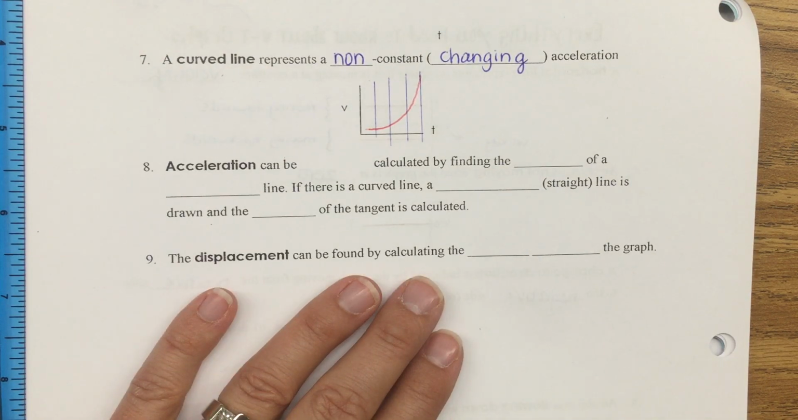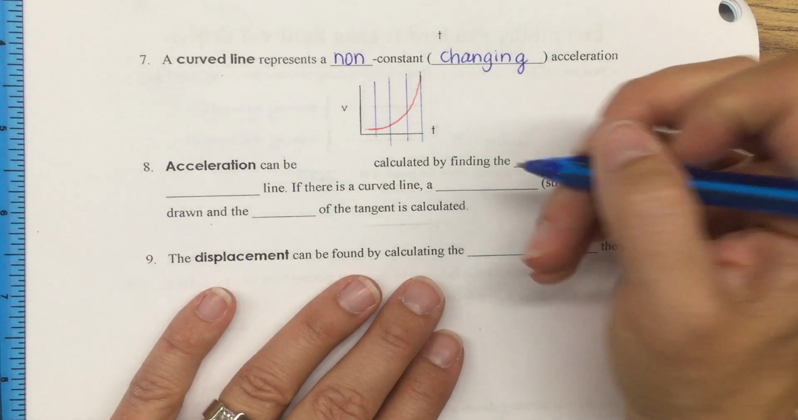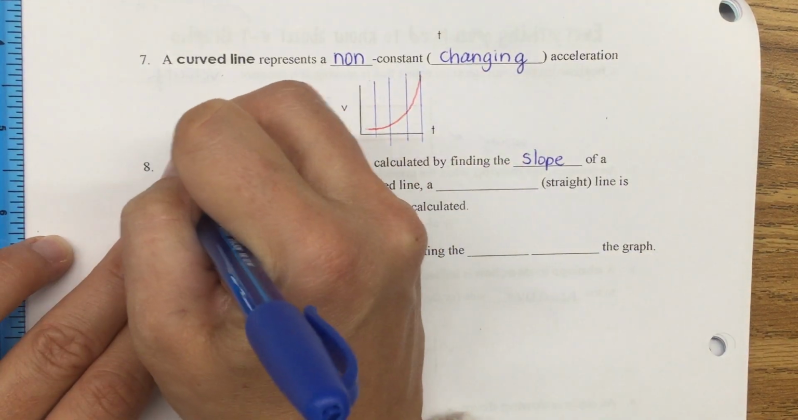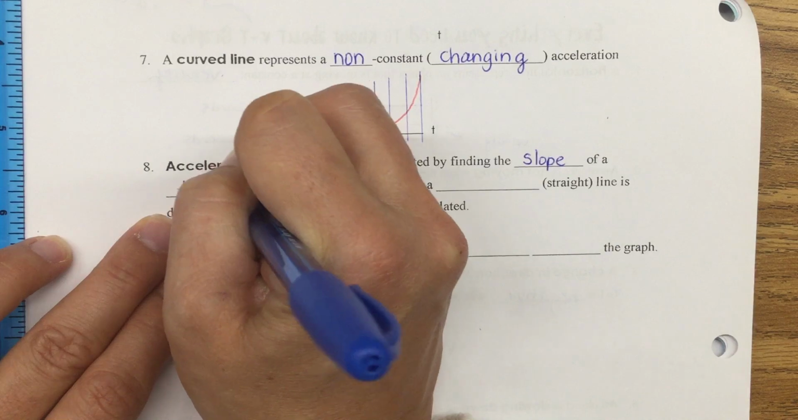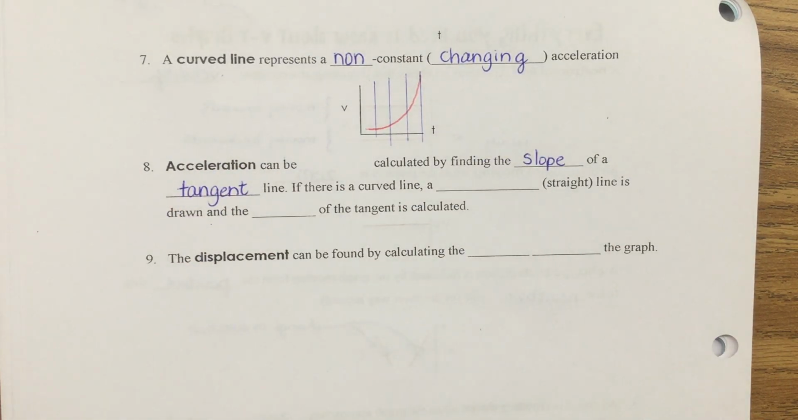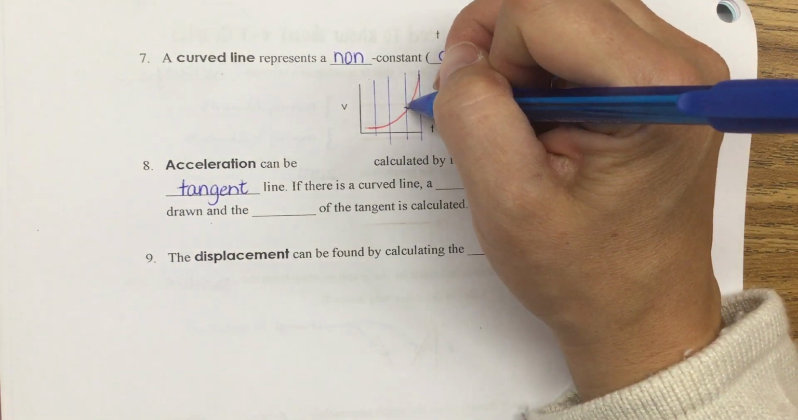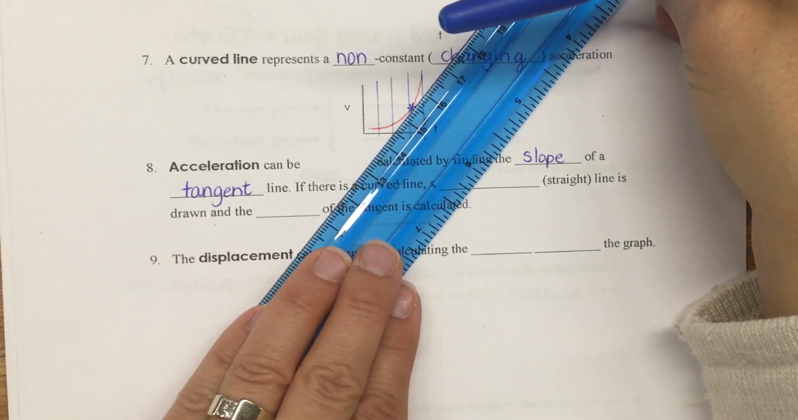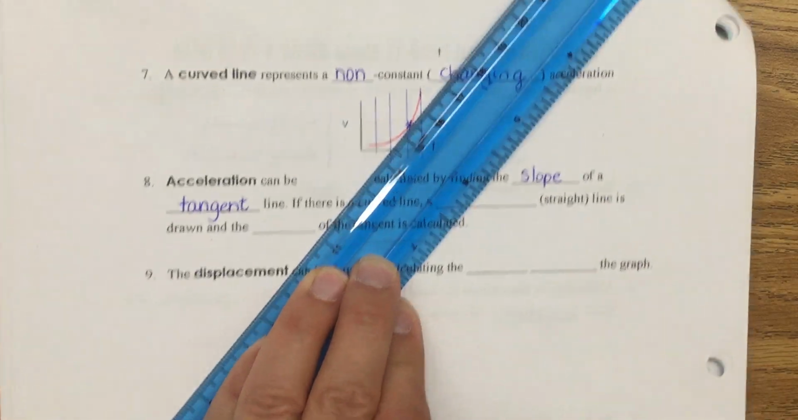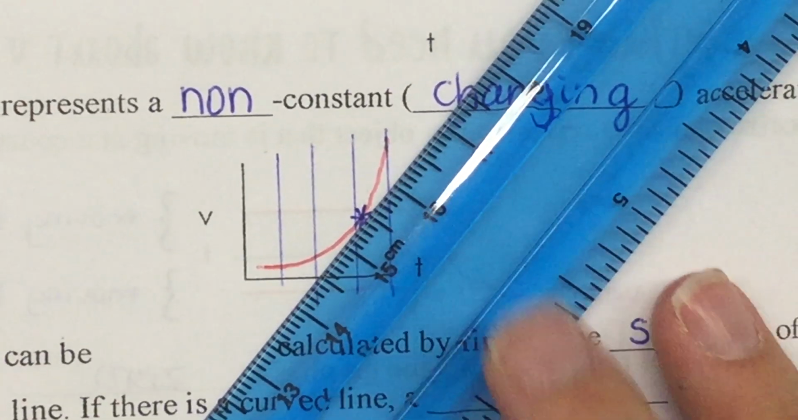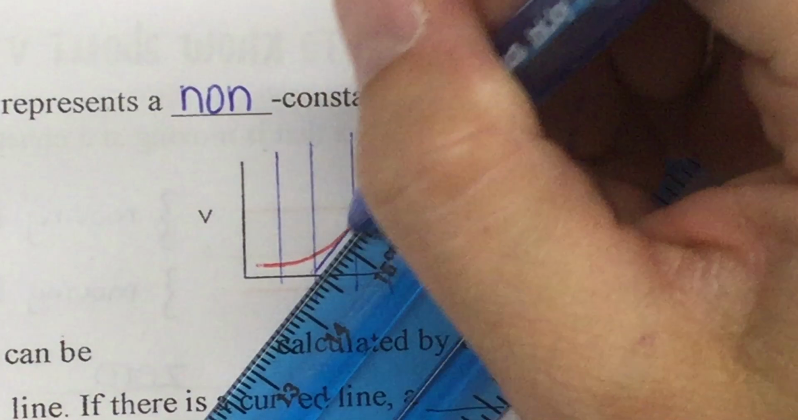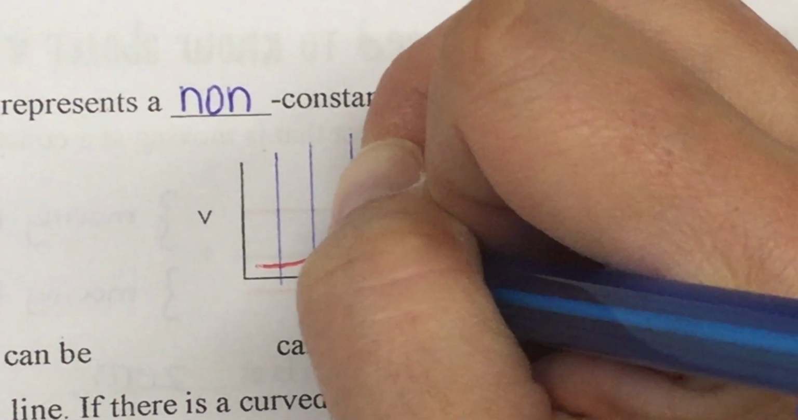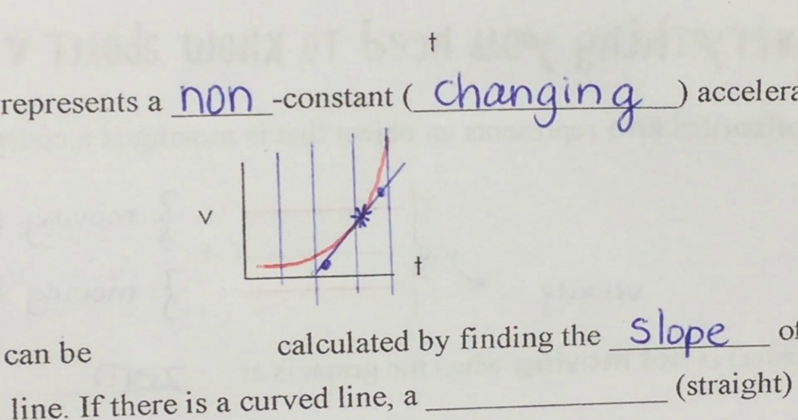Acceleration can be calculated by finding the slope of a tangent line. So this tangent line still comes in handy here on a VT graph. If I wanted to calculate, for example, how fast we were going right there or what my acceleration was, I would line up my graph to just barely touch it. I would draw a straight line. Then I would take any 2 points on that line and calculate the slope.